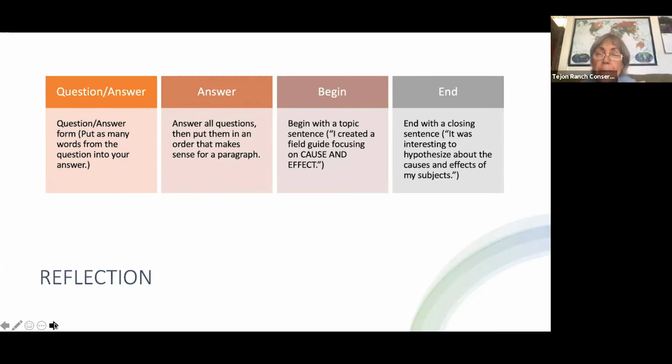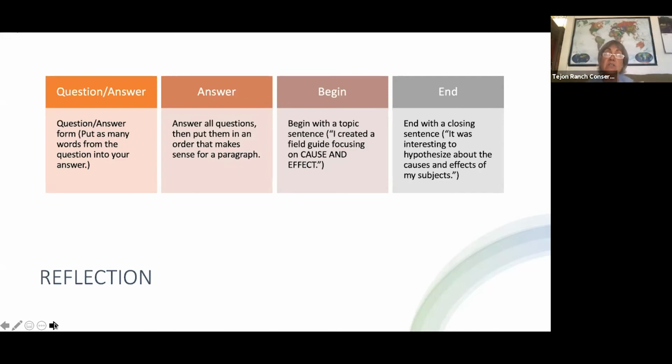Start with a topic sentence. I've given you an example here. You're welcome to use it. A topic sentence is just a general kind of introduction of here's what you're about to read about. I created a field guide focusing on cause and effect. Write your answers into the order in which you wanted them into that paragraph, and then end with a closing sentence that just wraps everything up. And here's my example. It was interesting to hypothesize about the causes and effects of my subjects.